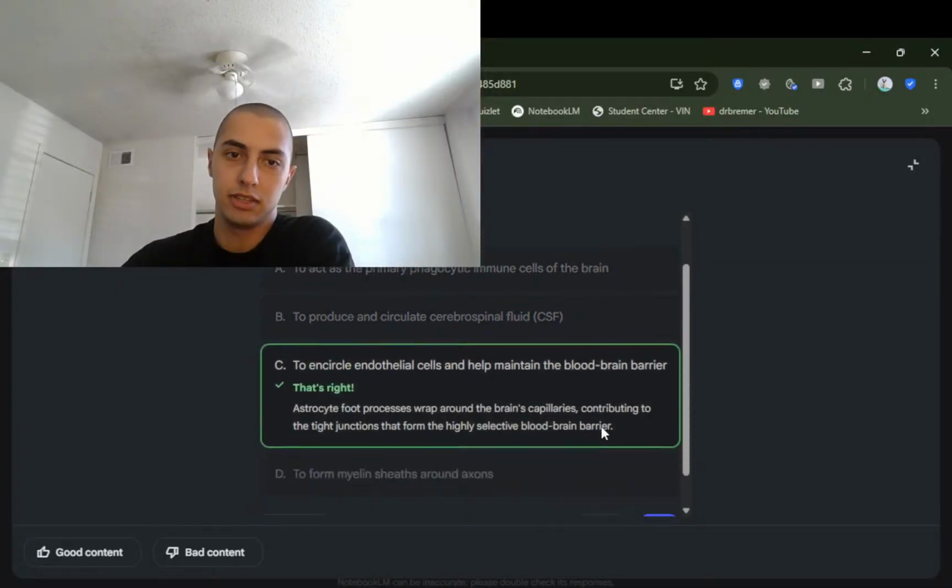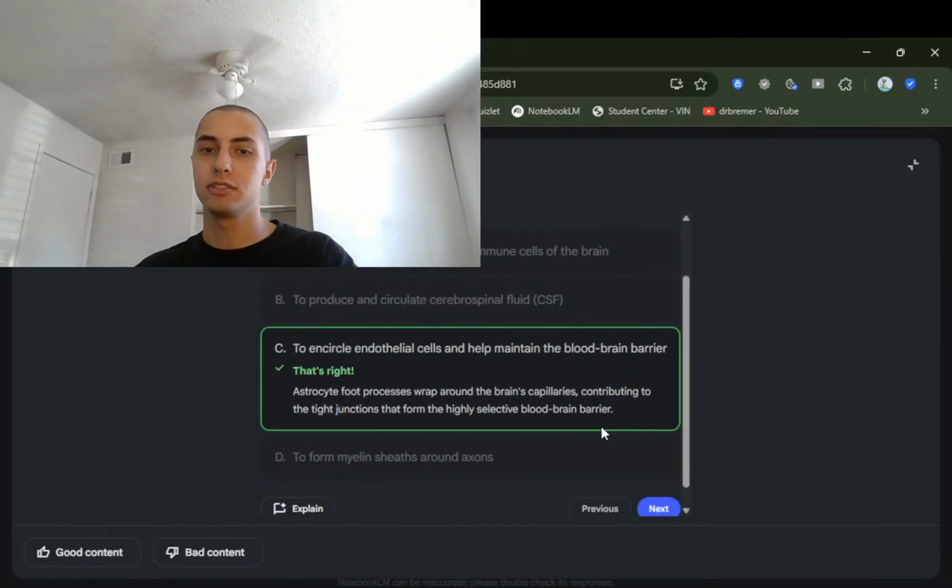I think it's C, yes. Astrocyte foot processes wrap around the brain's capillaries, contributing to the tight junctions that form the highly selective blood-brain barrier.